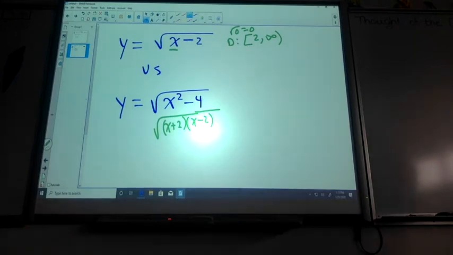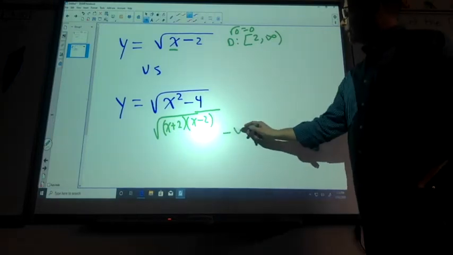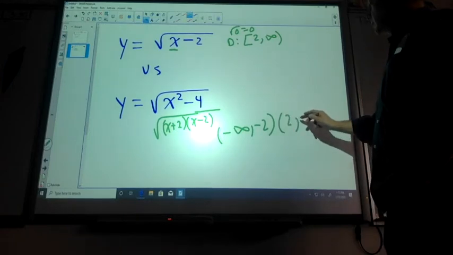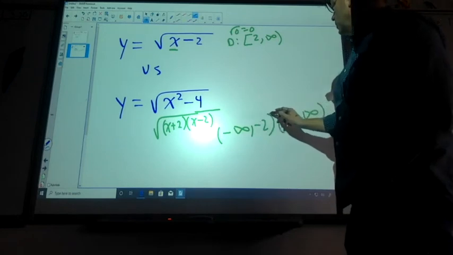What does our domain do here? No bounce, because it's under a radical sign. Doesn't it go more like -2 and then +2 to infinity? Yeah. And it's actually, these would be square brackets.